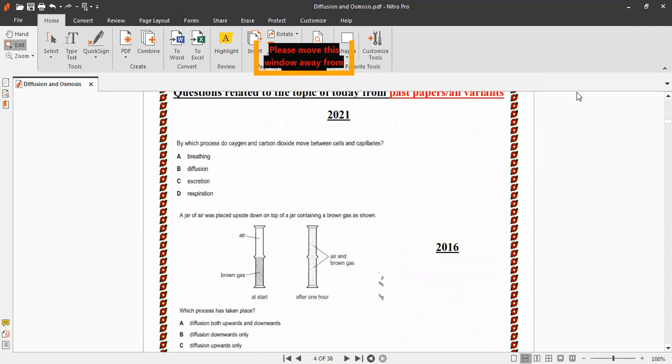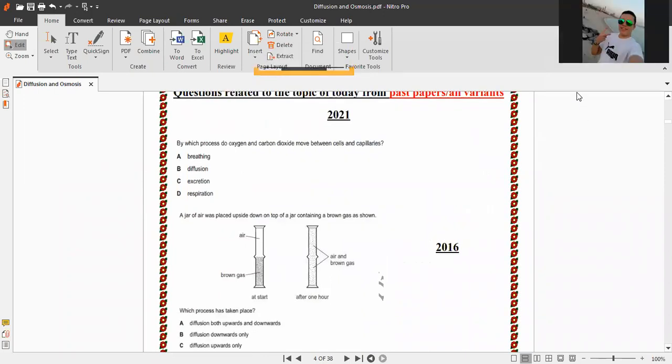Okay, let's answer the questions. Muhammad, start to answer question number 1. By which process do oxygen and carbon dioxide move between cells and capillaries? Answer is B, diffusion. Yes, diffusion. These oxygen and carbon dioxide particles move between cells and the capillaries by diffusion.